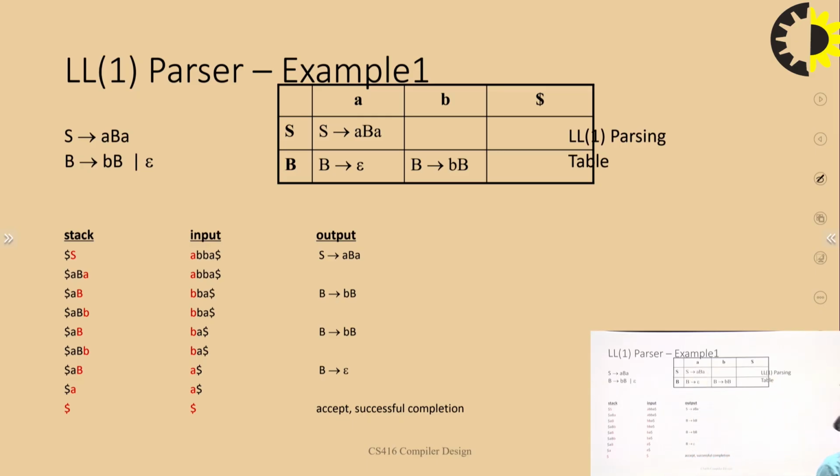The next one is the first of B. Now we need to consider two different productions. B derives small b and capital B is one production, and B derives epsilon is a different production. These are two different productions. Now, what is the first of these two productions? The first of B derives small b and capital B is b, so this production is written in this way. And now, what is the first of epsilon?